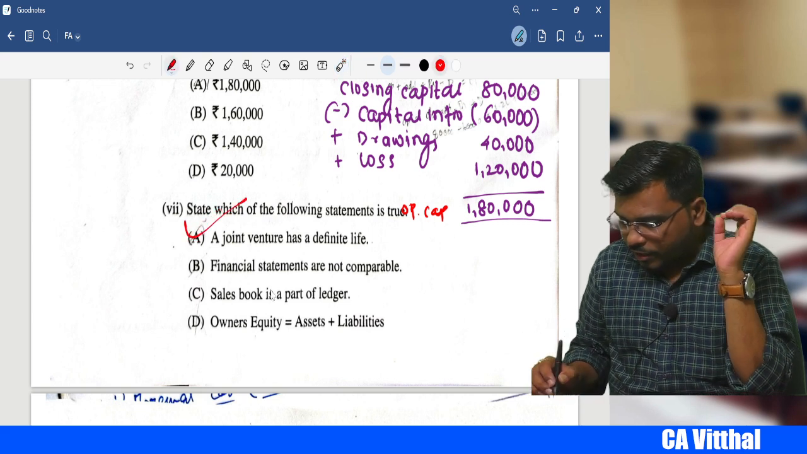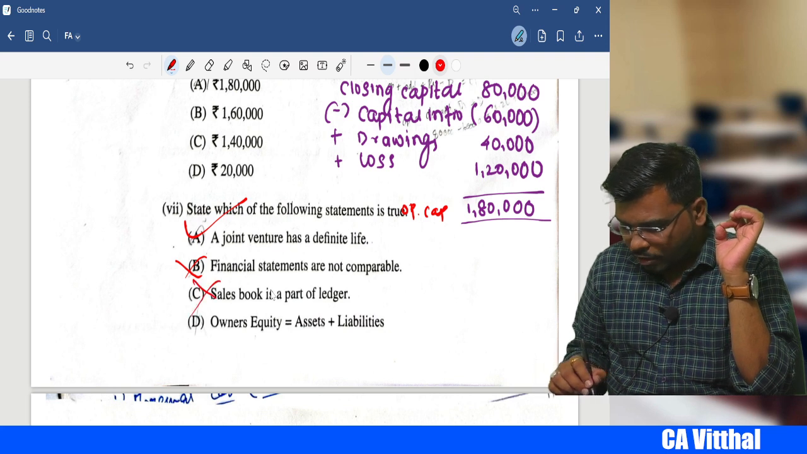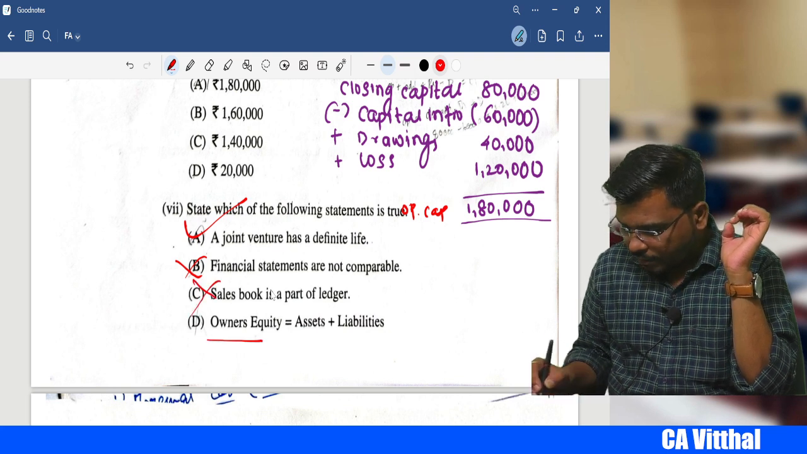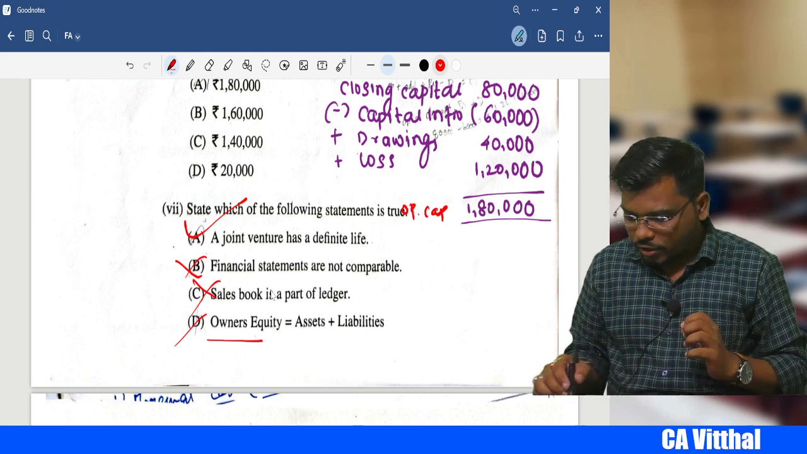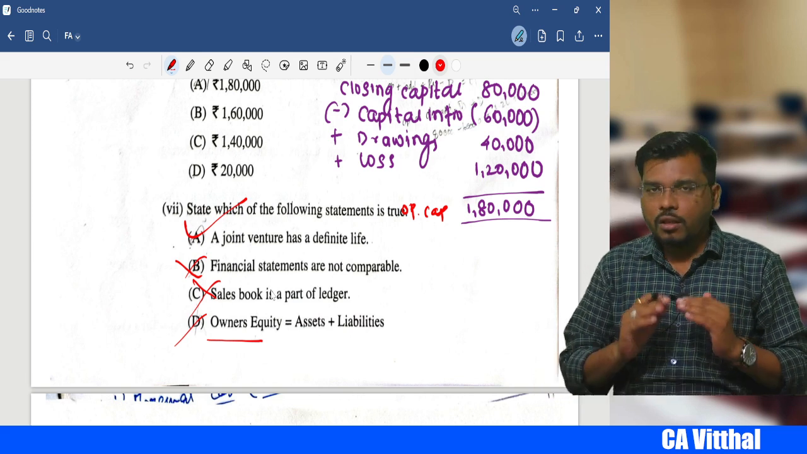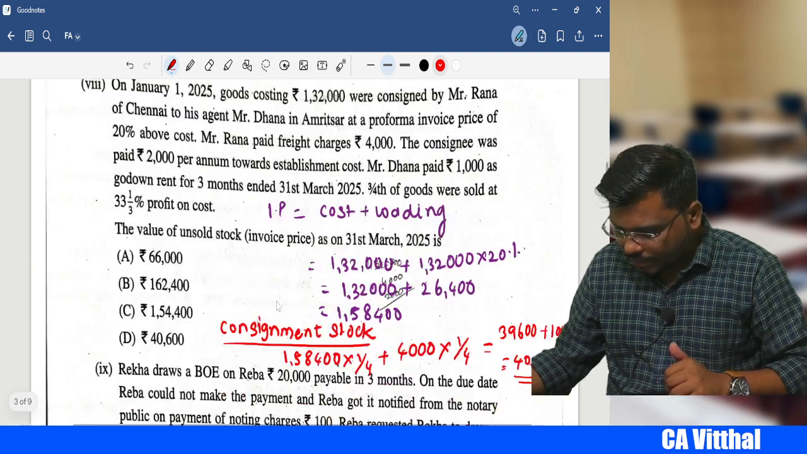Yes. Financial statements are not comparable, this is wrong. Sales book is a part of ledger, wrong. Owner's equity is equal to asset plus liability, this is also wrong. So what is the correct option, my dear student? Option A, a joint venture always has a limited life. Okay, please come to the next one.